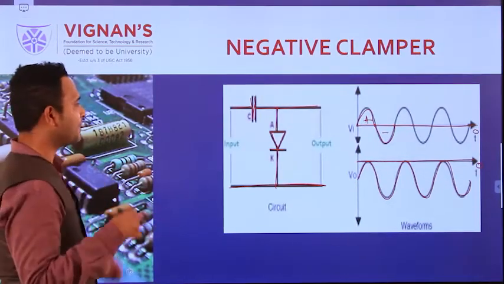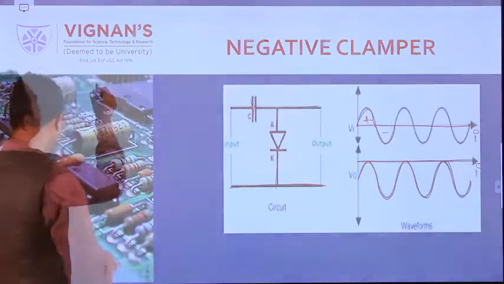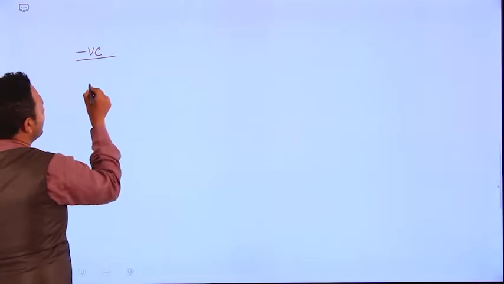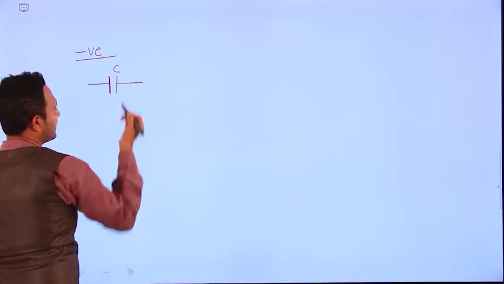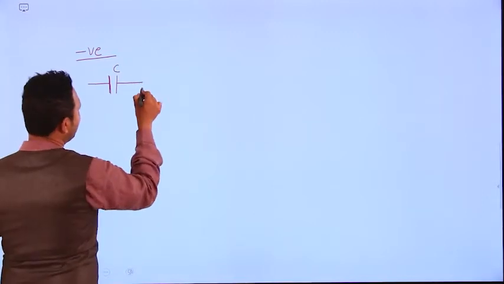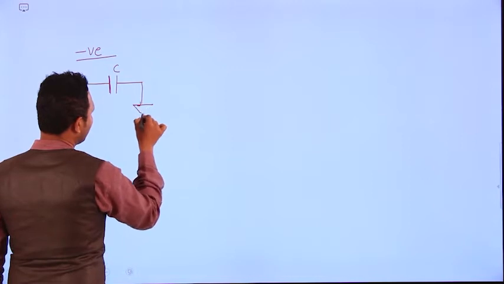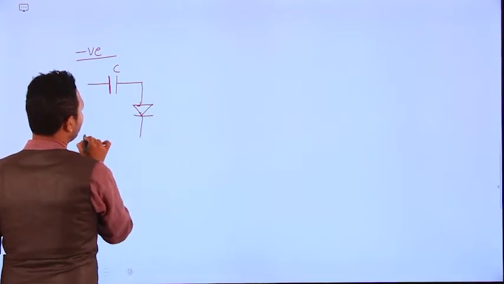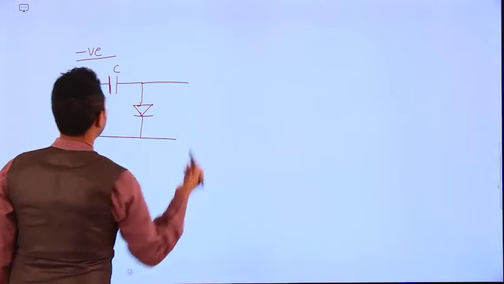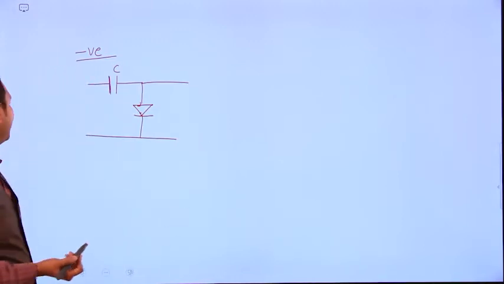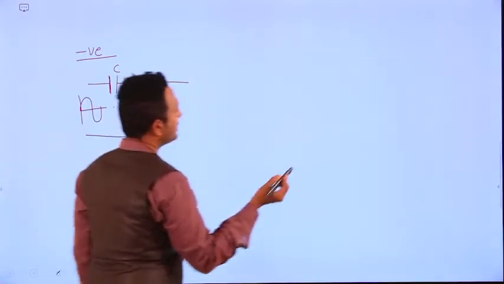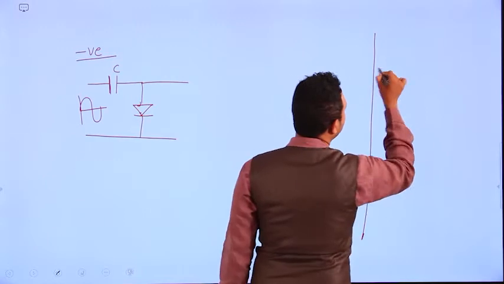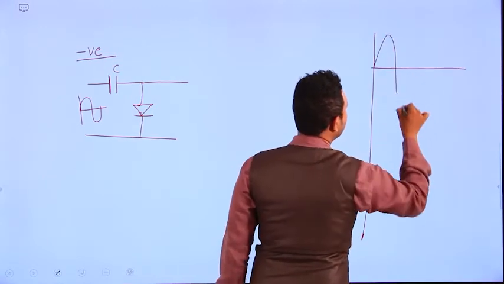How will the negative clamper work? I will analyze it with the help of a circuit. Here we have one capacitor C, along with one diode. This is the negative clamper circuit. Here we are applying our input signal, and this one is our input signal.